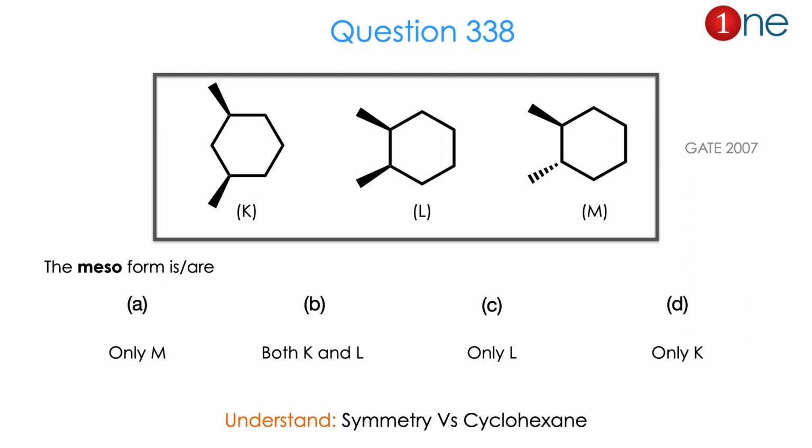Then let us look at the next question. Here they are asking which structures have a meso form. Only M, or both K and L, or only L, or only K. So from the 3 different structures and the question of meso form, you might realize the question is really about symmetry present in the cyclohexane. The answer is D. Let us see how.